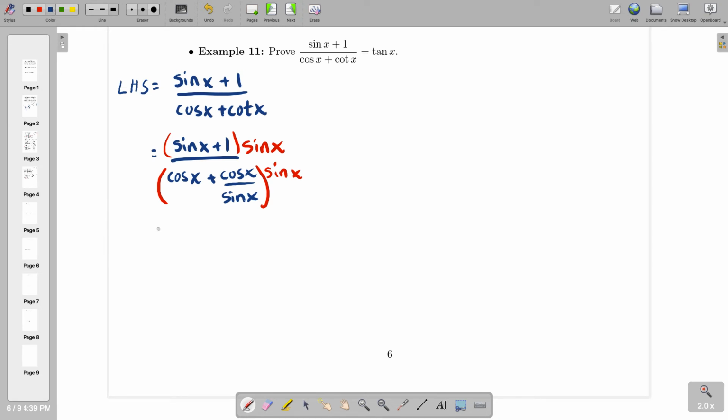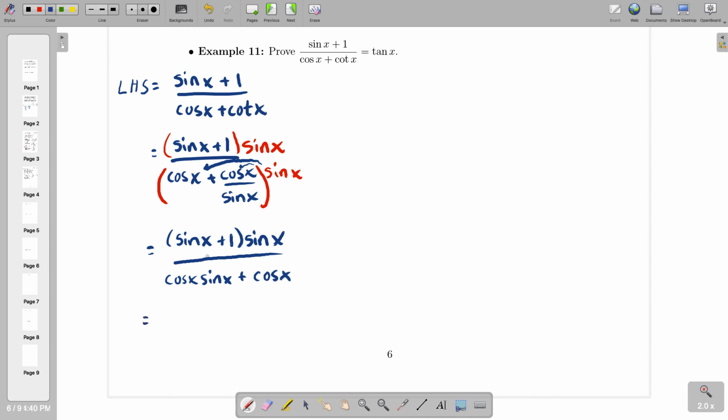All right, so on top, I'm not necessarily going to distribute yet because it's not clear that I need to. I may have to, but if you're not pretty sure that it's going to be required, you might as well just leave it. By the way, the other reason I'm leaving it alone is since I know tangent is sine over cosine, I'm thinking that this sine here is going to be a part of that, so I don't want to distribute that and lose it. All right, but down here, as I distribute, I end up with cosine x times the sine x, and then plus the sines cancel when we distribute through here, so just plus cosine x.